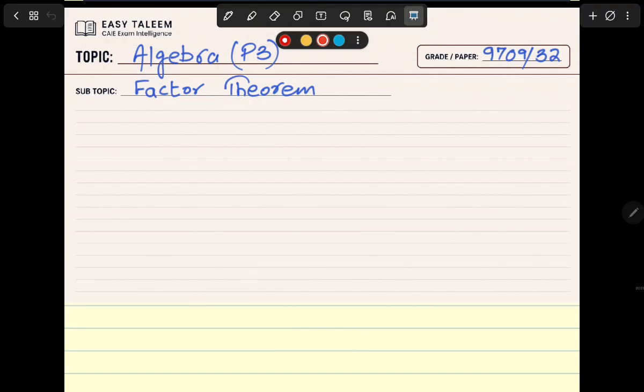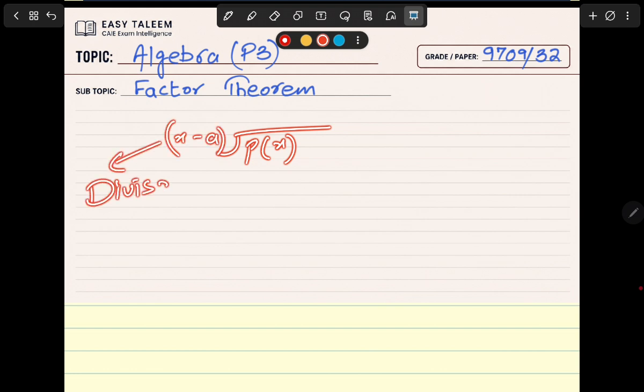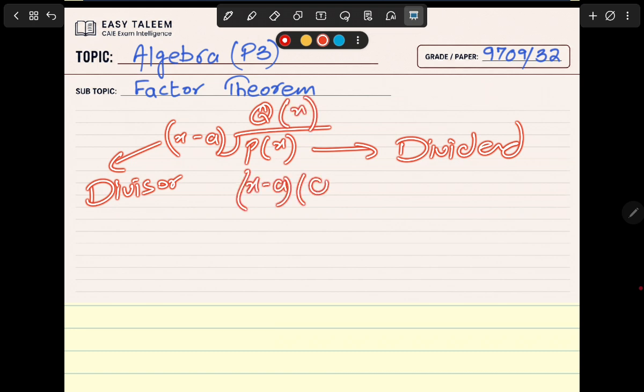We learned polynomial division, where we would divide a polynomial by some factor, let's say x minus a. So this was the divisor, this was the dividend. We would get a quotient here. Here we would get this factor x minus a times q of x, which is the quotient, and once we subtract it from here, we would get the remainder.